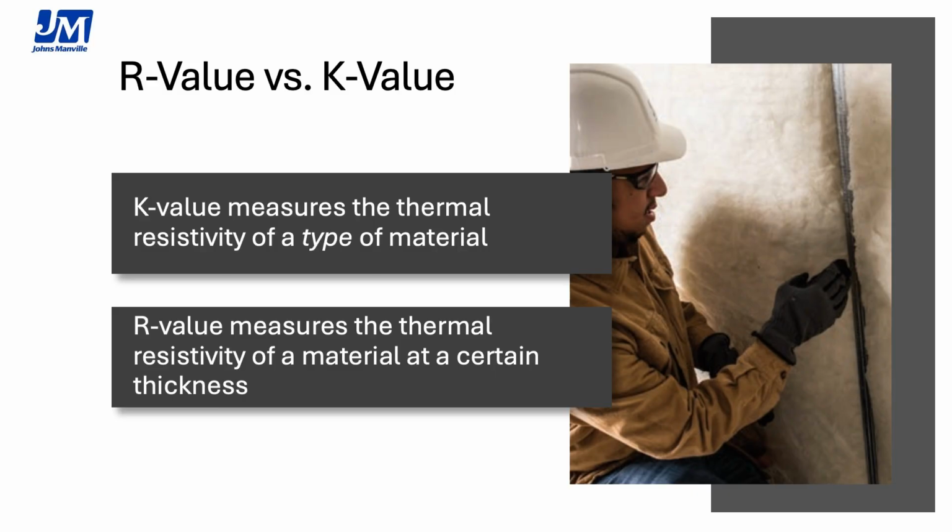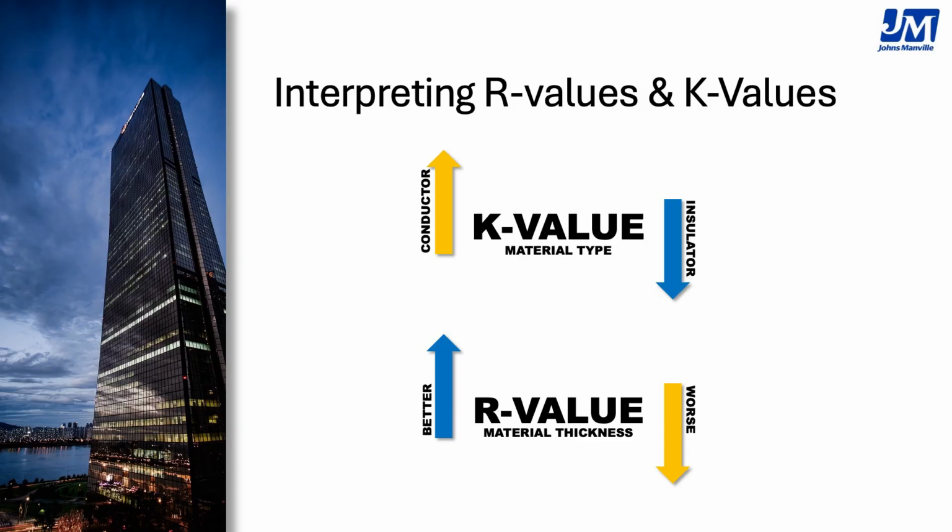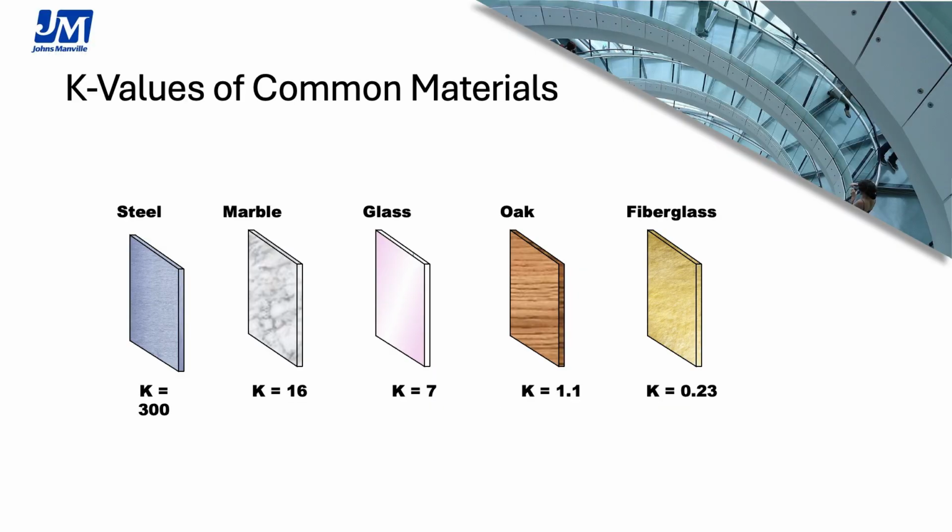But R value is really defined at a certain thickness, even though we do sometimes hear things like R per inch, as a way to pull thickness out of the conversation. So again, a good conductor has a high K value. Good insulation has a low K value. R value is just the opposite of that. And in terms of materials, just some common materials, from really good conductors like steel, even solid glass is actually a pretty good conductor of heat. But fiberglass has a K value much, much lower than that, and we'll talk about the why.